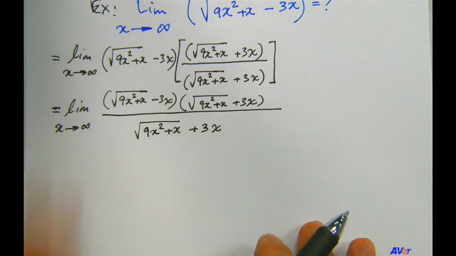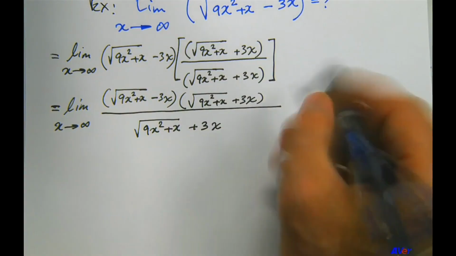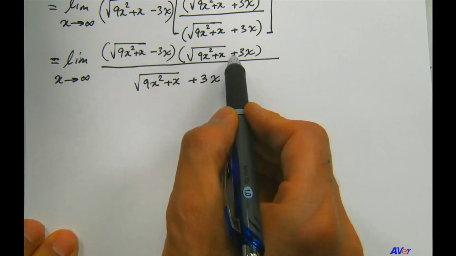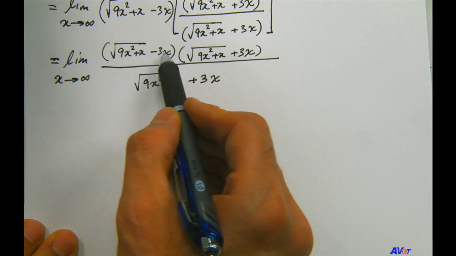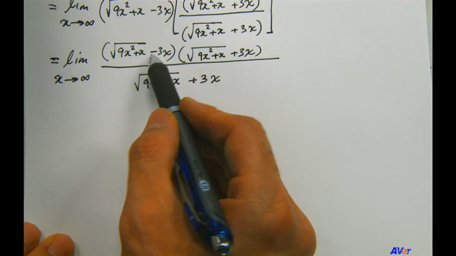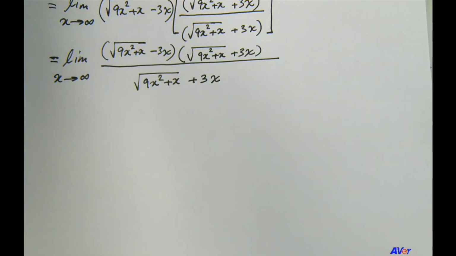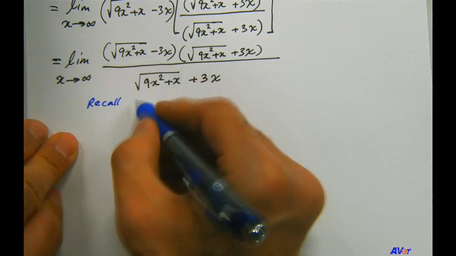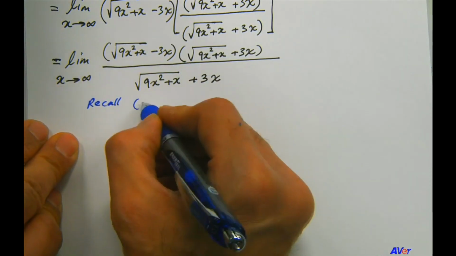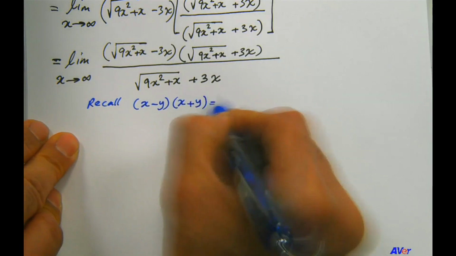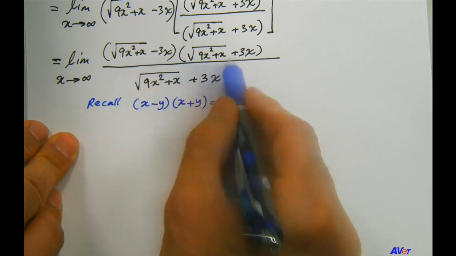Plus 3x. Okay? So we know what happens here, right? We learned that from college algebra and pre-calculus 1. Recall from previous two classes that when you have x minus y times x plus y, do you remember what happens, which is the case we have?